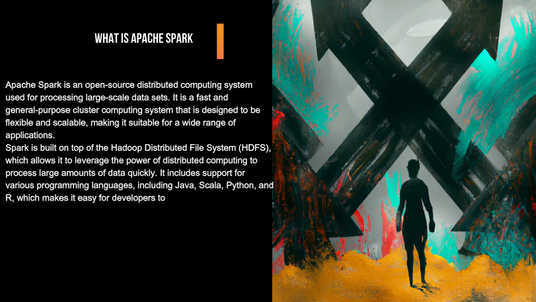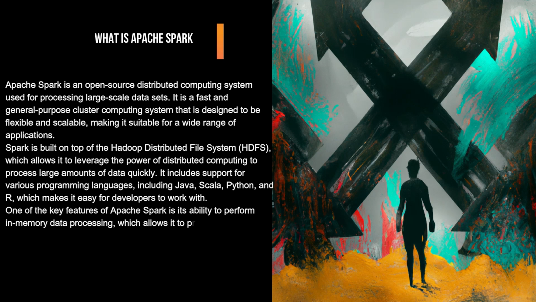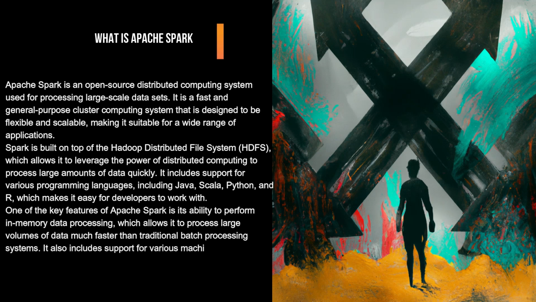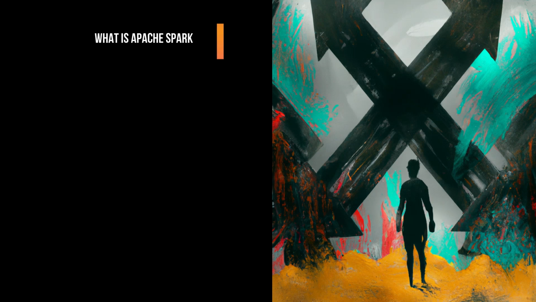It includes support for various programming languages, including Java, Scala, Python, and R, which makes it easy for developers to work with. One of the key features of Apache Spark is its ability to perform in-memory data processing, which allows it to process large volumes of data much faster than traditional batch processing systems. It also includes support for various machine learning algorithms, graph processing, and real-time stream processing.